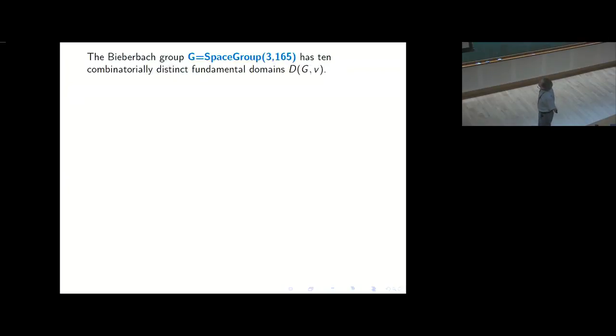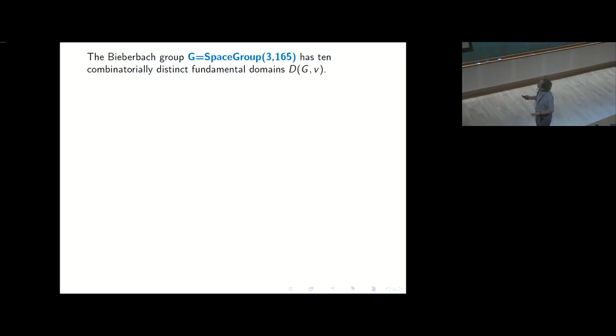It's a three-dimensional crystallographic group, so it acts on R3. This is stored in GAP as space group number 165, and you can use polymake software to choose the starting vector V, then construct the fundamental domain.